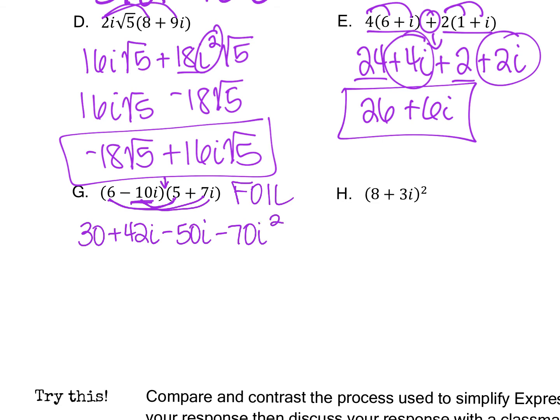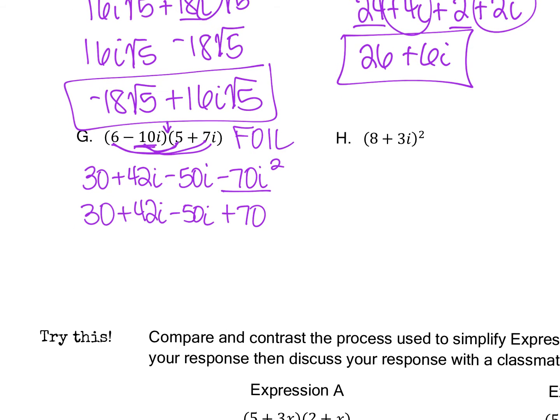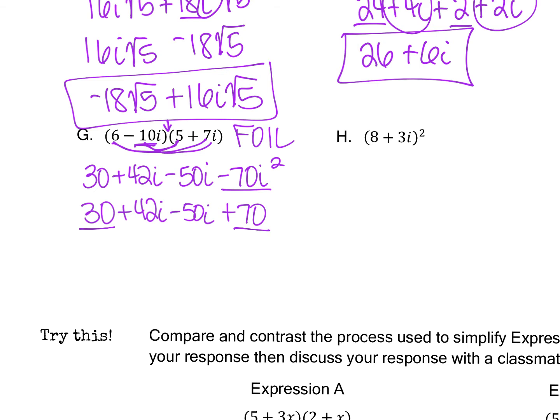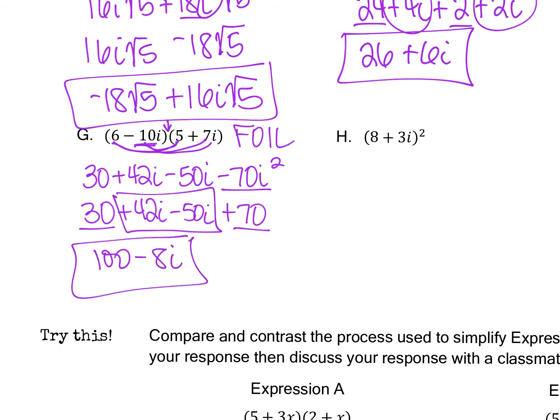All right, so then I'm going to replace my i squared with negative 1. So if I do that, that's going to change that to a plus 70. I'll just bring down everything else. And then I'm going to combine my real parts and imaginary parts. So 30 plus 70 is 100. And then combining your imaginary parts, you get negative 8i. So make sure you're using the same rules as if the i was a variable. So you have to use FOIL when you multiply binomials.